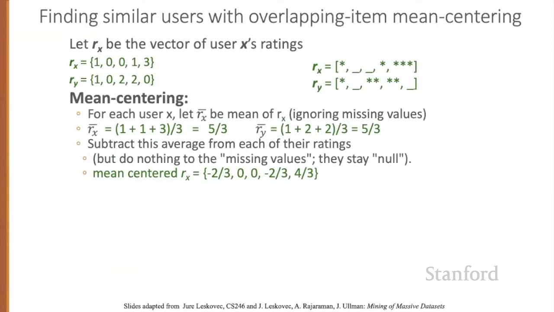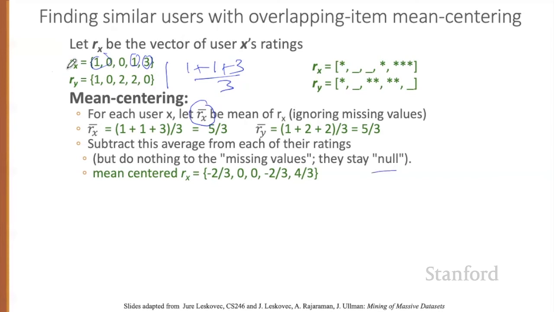All right, let's see the final modified version of cosine we're going to use. We're going to make one more change. So we have our vectors of user ratings. And for each user, we compute the mean, ignoring missing values. So the mean for Rx is 1 plus 1 plus 3 over 3, or 5/3. And it turns out to be the same for user Y. Then we subtract this average from each of their ratings, doing nothing to the missing values. The missing values stay null.